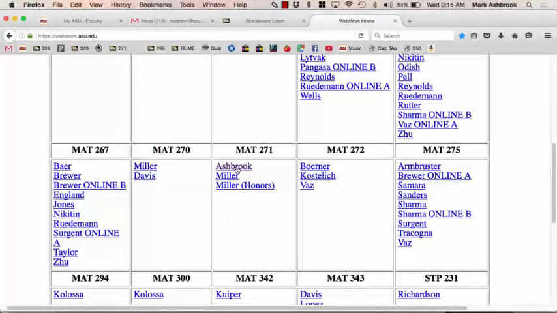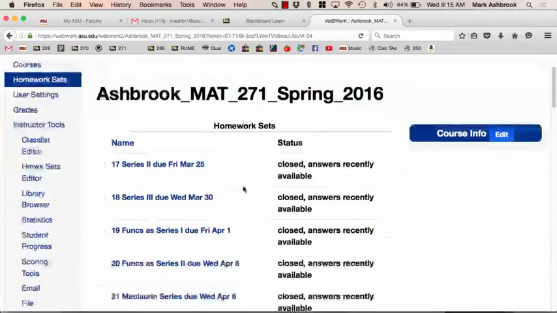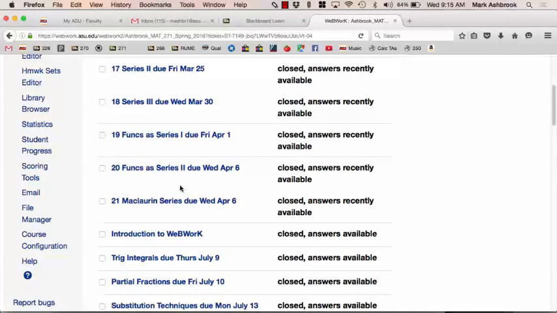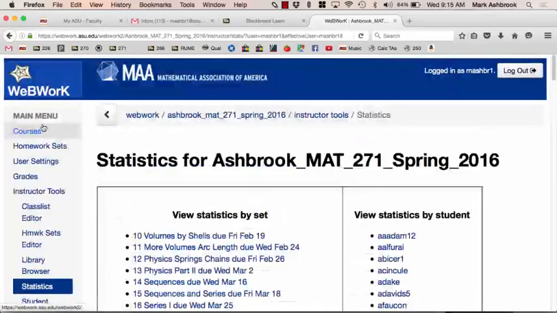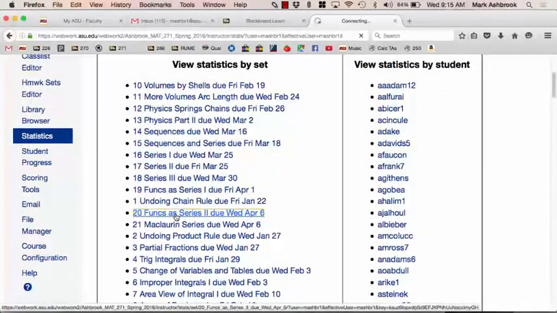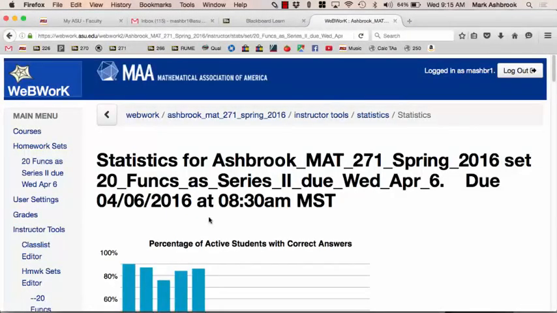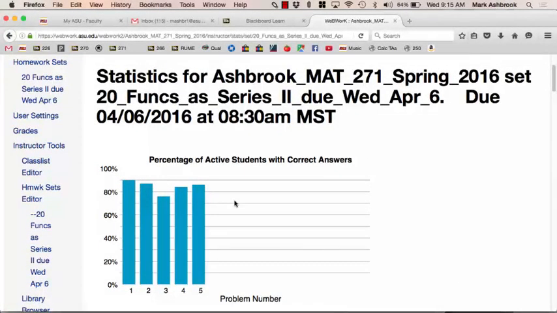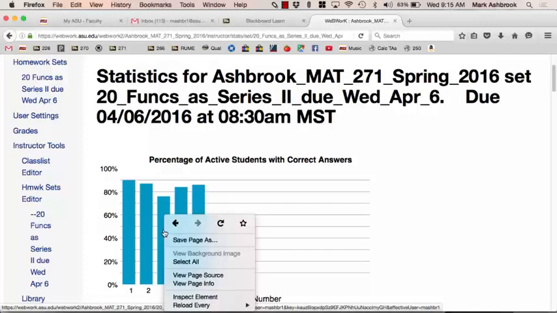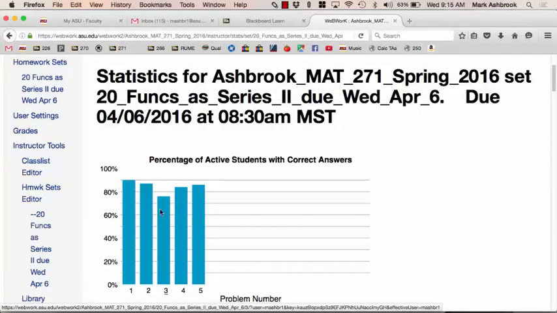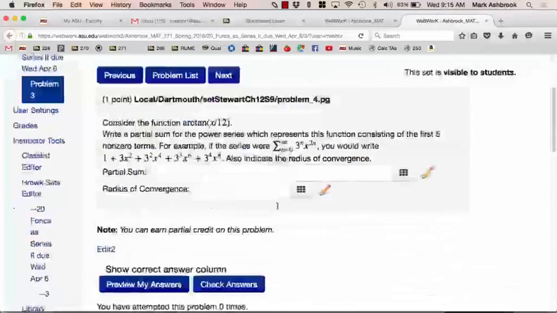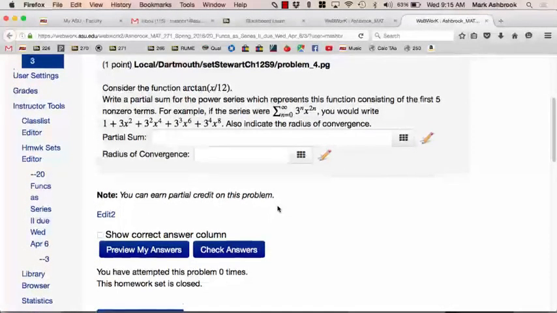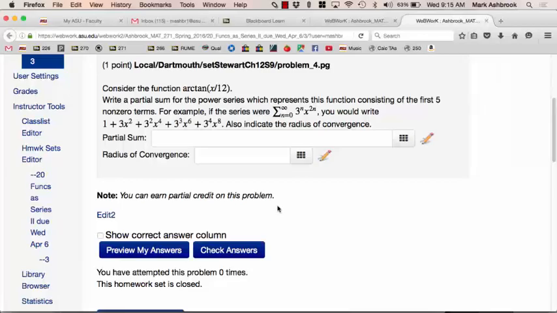Let's check out web work. Let's see here. So number 20. How did we do? Is this the one? All right, so it looks like number 3 is a good one to look at. Awesome. Good example. Okay, let's look at this one. Arctan, so we want a function for arctan of x over 12.